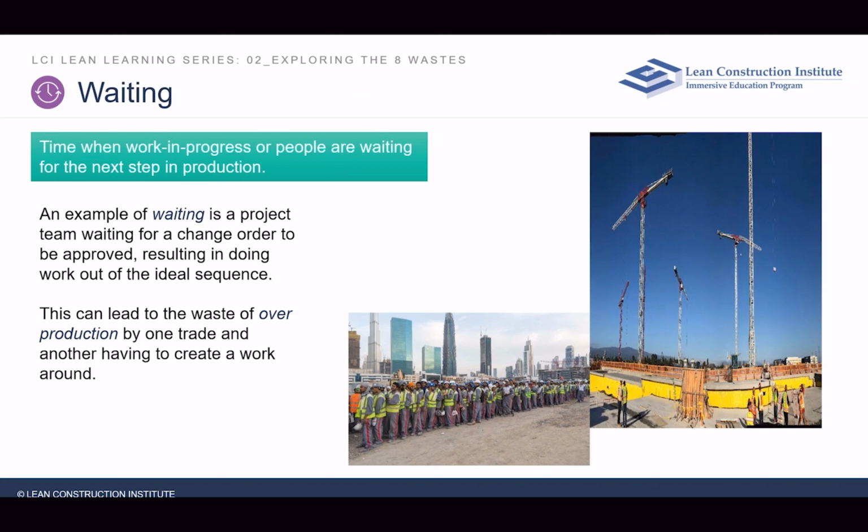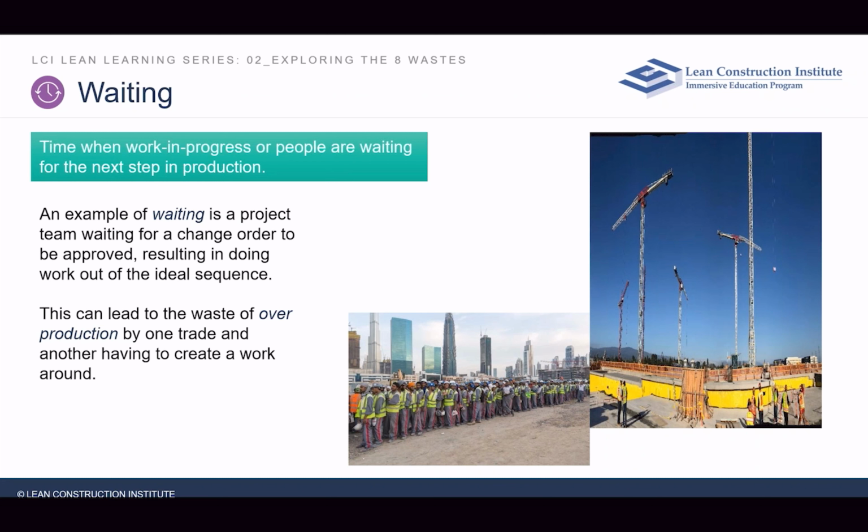We're waiting for change orders to get approved. We're waiting for an RFI to get answered. We're waiting for a submittal to be reviewed. We're waiting for material to show up on our job site. We're waiting for an elevator to get to the top of the building so we can continue to build. We're waiting in line to use the bathroom because we don't have enough facilities for our workers. We're waiting to get down the elevator to go to lunch. We're waiting in our car to drive home at the end of the day. We are waiting for things all the time.